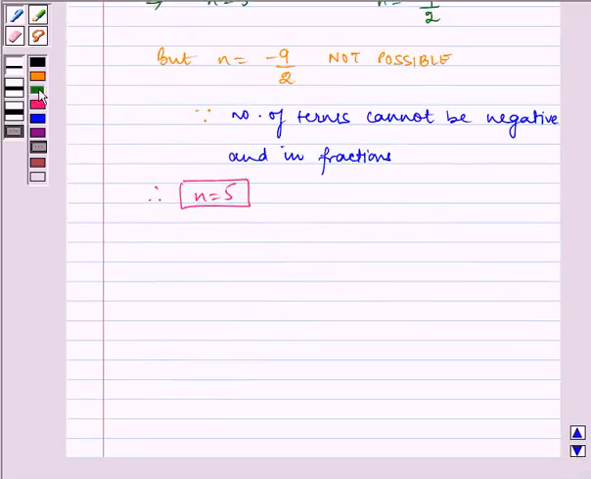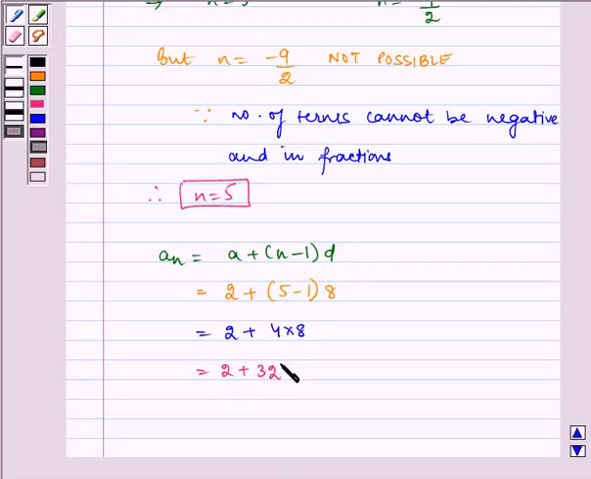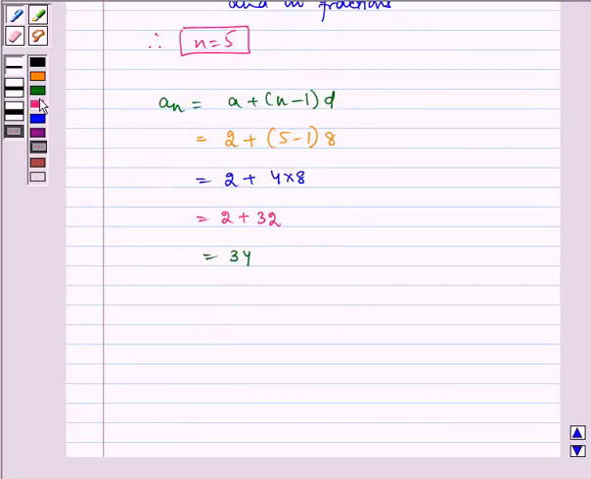Now we know an is equal to a plus n minus 1 d. Now we have to find the value of an. So substituting the values, 2 plus 5 minus 1 multiplied by 8, which is equal to 2 plus 4 into 8, which is equal to 2 plus 32, which is equal to 34. Therefore, an is equal to 34. Hence, n is equal to 5 and an is equal to 34 is our required answer.